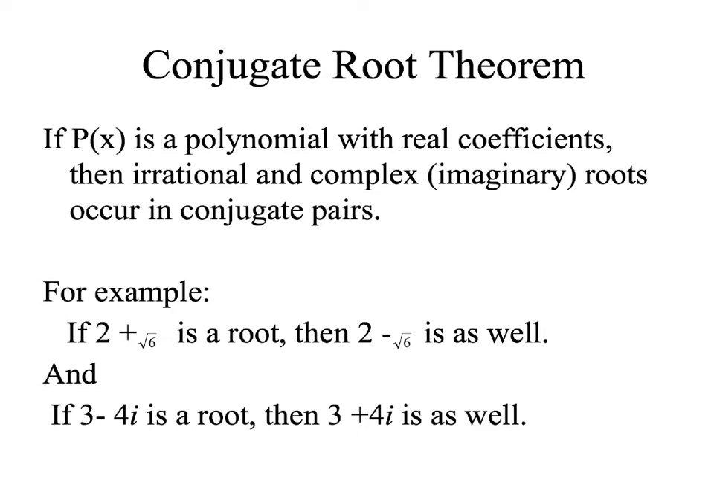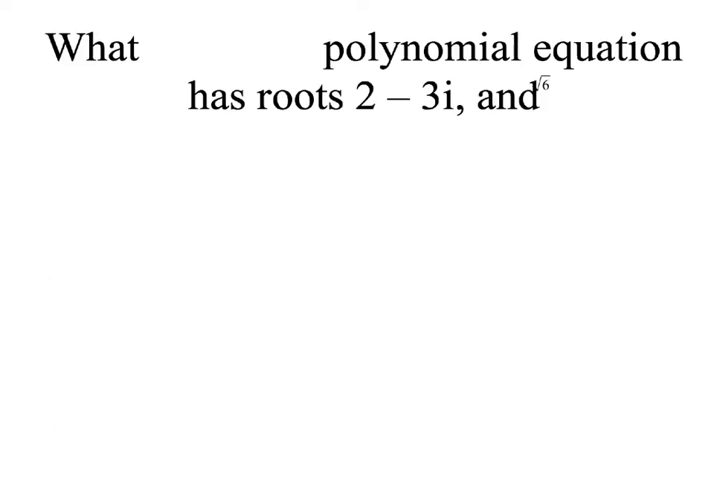And it says, if p of x is a polynomial with real coefficients, then irrational and complex, which is just another way of saying imaginary roots, occur in conjugate pairs. So what this means is, if you have 2 plus the square root of 6 as a root, then 2 minus the square root of 6 is also a root automatically. And if you have 3 minus 4i as a root, then 3 plus 4i is a root as well. So really it's just saying if you have a square root or you have an i, automatically the plus minus will be part of the roots.